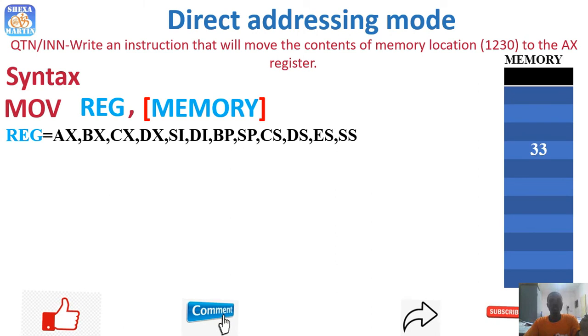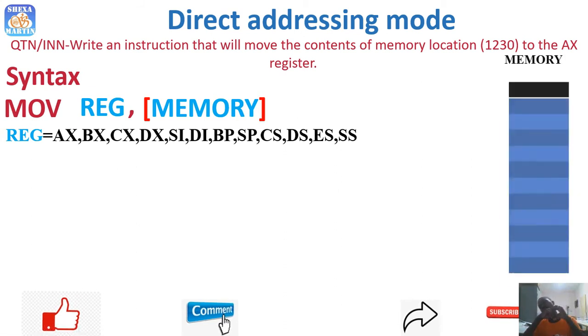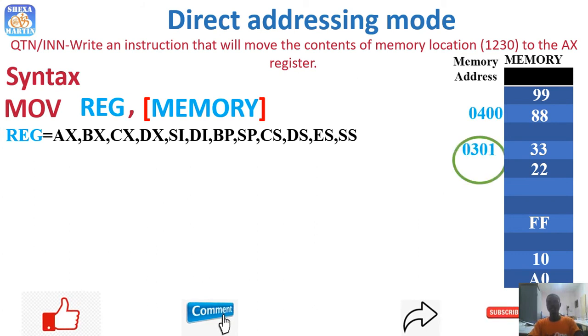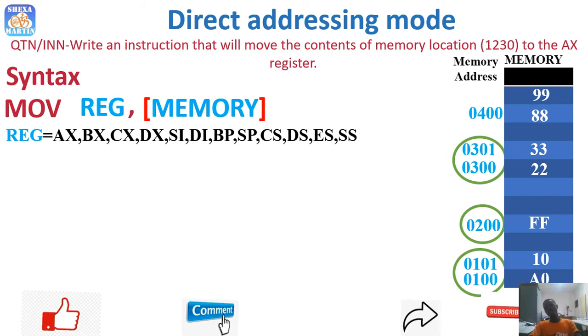Right, let's assume that we have our memory as being shown here to our right, and these are the byte locations. You see, we have these values, and these are the memory addresses. 88 is residing at address 0400, 33 is residing at 0301, 0300 has 22, FF is residing at address 0200, 0101 has 10, and 0100 has 80.